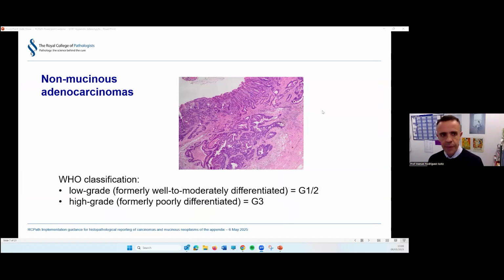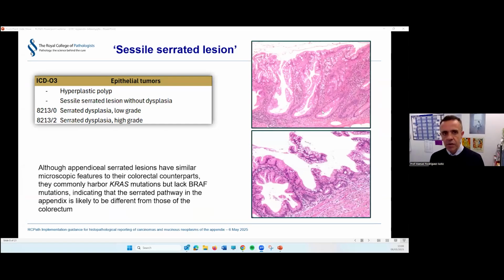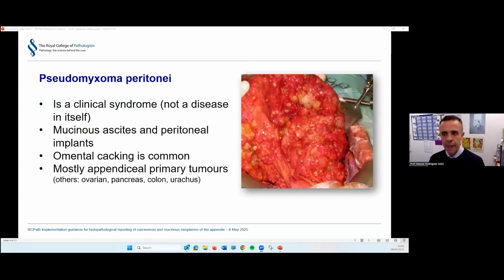Just a quick slide about serrated lesions in the appendix. They are just precursor lesions for some of these mucinous adenocarcinomas. The WHO recognized these ones: there's a serrated lesion without dysplasia, and the serrated dysplasia, low grade or high grade. Just to mention in terms of the molecular, we will cover that later, that everyone knows that in the serrated pathway, usually you have more BRAF mutations than KRAS, but in the appendix it's unusual because even the serrated lesions have KRAS mutations and no BRAF mutations.